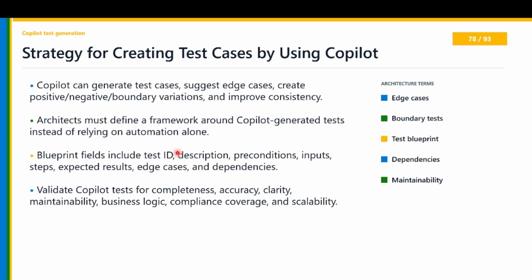If you are integrating with Office 365, you can use the Office 365 Analytic Platform. Integrating with Dynamics 365, use the Dynamics 365 Analytic Platform. Also analyze in Copilot Studio, or you can use Application Insight as a whole. Okay, so blueprint fields include test ID, description, preconditions, inputs, steps, expected result, edge cases, and dependencies. So these are the inputs that you can look into, and they validate Copilot tests for completeness, accuracy, clarity, maintainability, business logic, compliance coverage, and scalability. So always make sure you validate across all these specific areas and use cases.